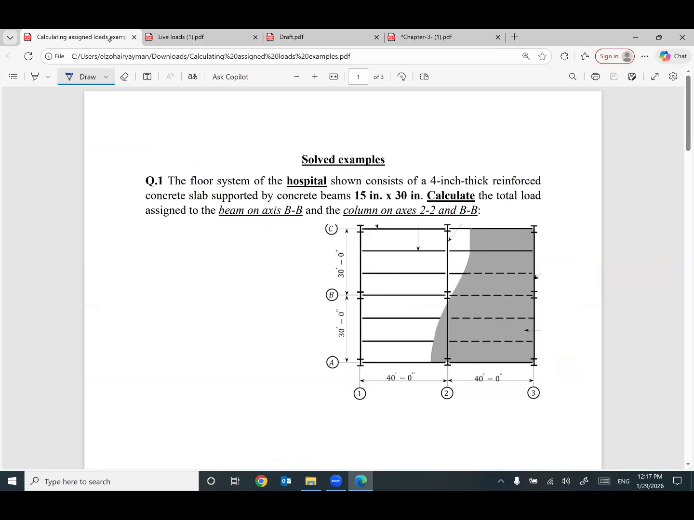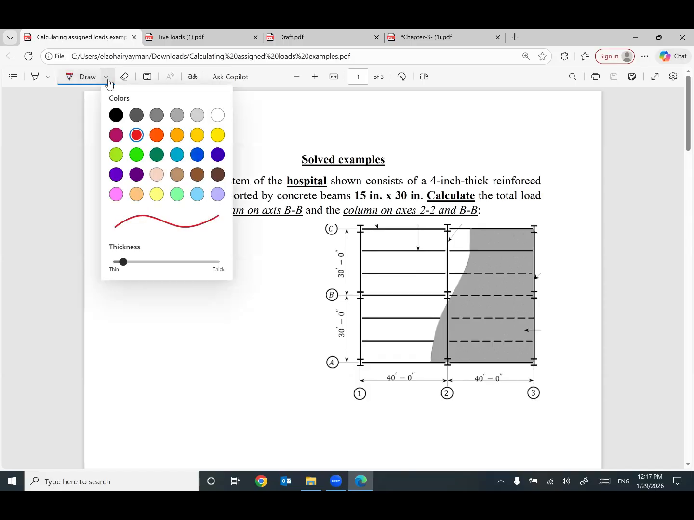First question we would like to solve today. We do have a floor system, which is shown in this figure. Before moving forward, I would like to highlight a few points you have to be aware of.